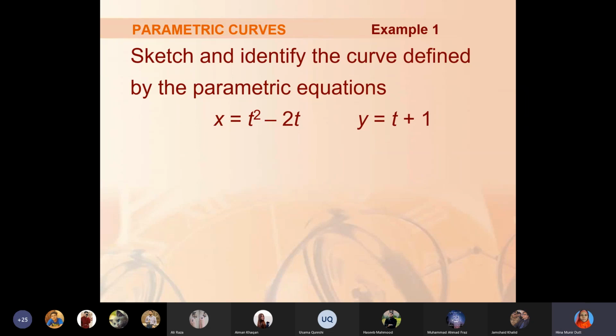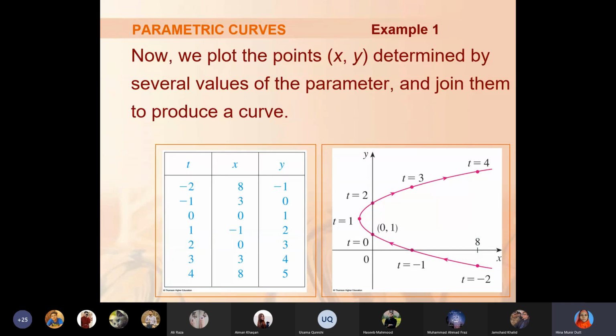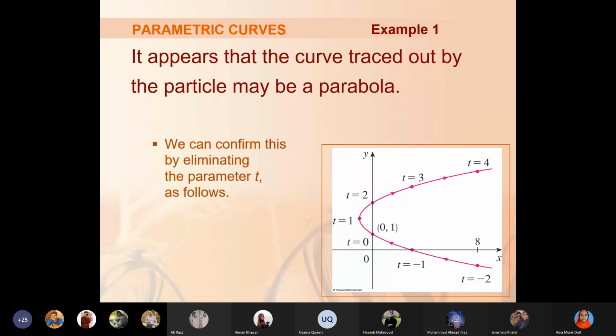How to sketch the parametric curve? We sketch it by taking different values of t and then finding the corresponding values of x and y, then plotting those points and joining those points to get the curve given by the parametric equations.